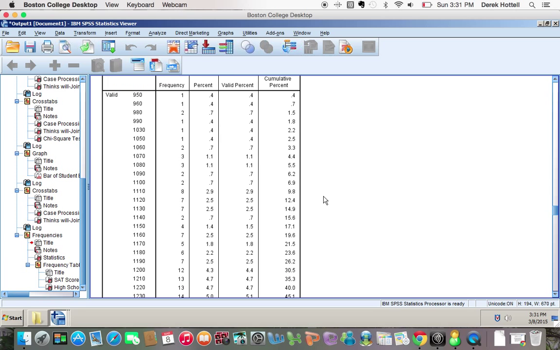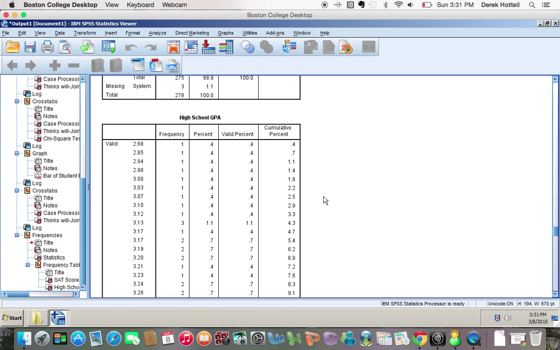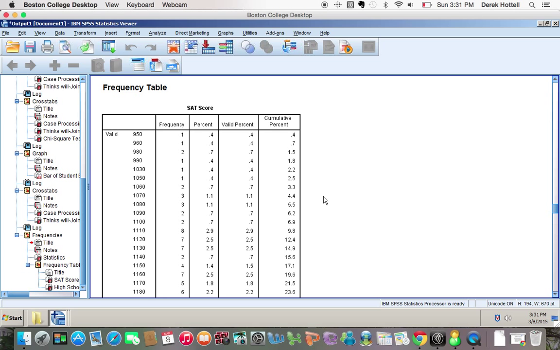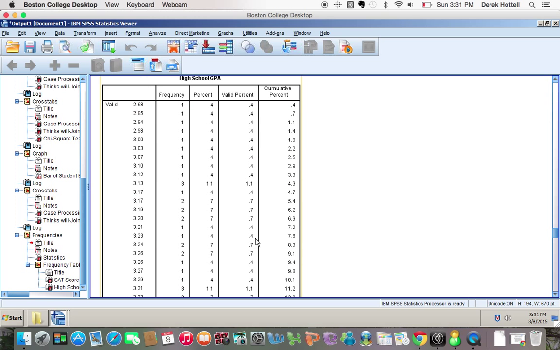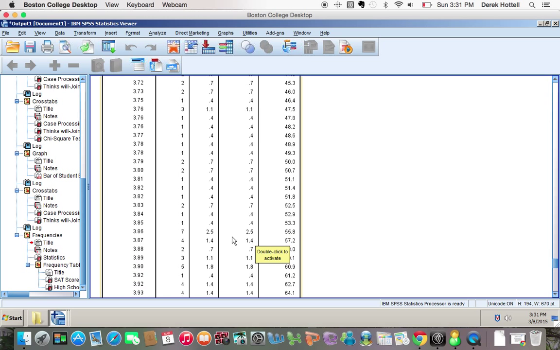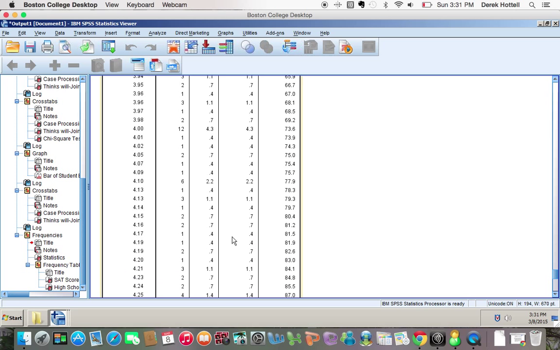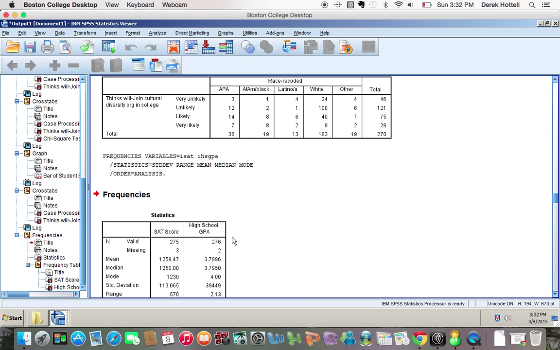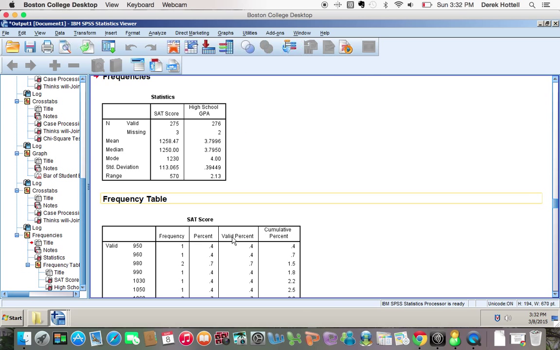And so first it's going to give us this frequency table with all our valid percents. And for this purpose, because of the type of data we're dealing with, this isn't entirely meaningful, right? Same with the high school GPA, not entirely meaningful. However, the mean, the median, the mode, these are really what's interesting and what's going to tell us where we sit. And so the mean for our data is a 1258 in the SAT score and a 3.79 in the high school GPA.